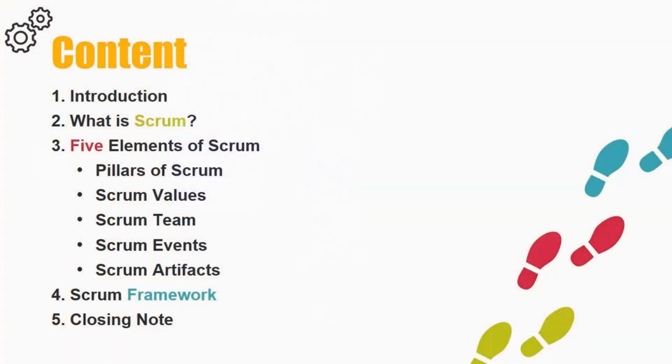Here's the high-level overview of the content of this course. First, I'll give you a quick and short introduction about myself and the topic. Then we're going to talk about what Scrum really is. After that, we'll get into a little more detail to discuss the 5 key elements of Scrum. And in the end, there will be a short closing note from me. I hope that makes sense, so see you in the first lecture of Scrum in General.